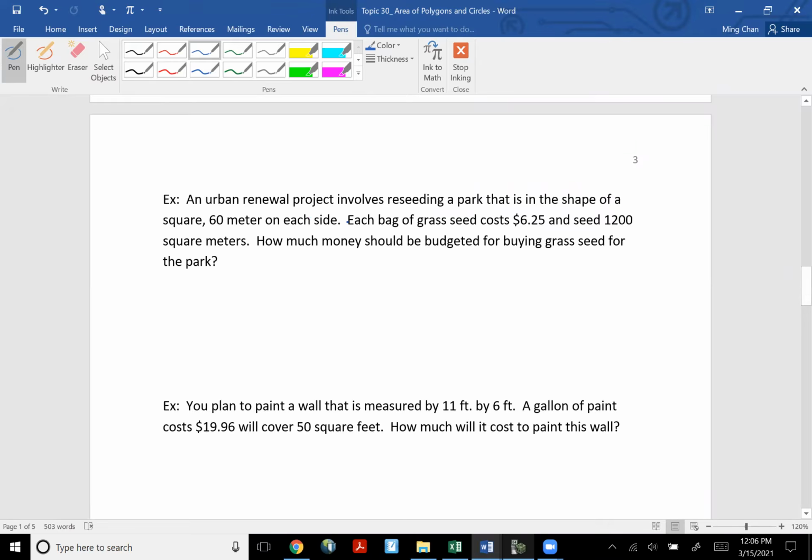An urban renewal project involved reseeding a park that is in the shape of a square. So my park is a square, 60 meters on each side. Each bag of grass seed costs $6.25, and each bag will do 1,200 square meters. How much money should be budgeted to buy the seeds? So I need to figure out my area, right? So my area is 60 by 60, it's a square, so it's 3,600 square meters.